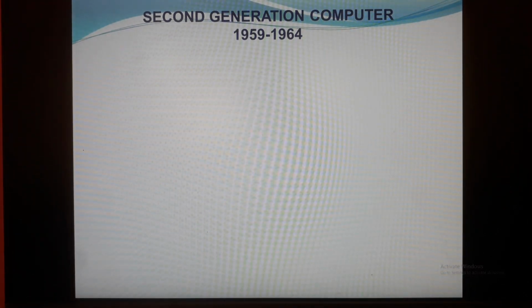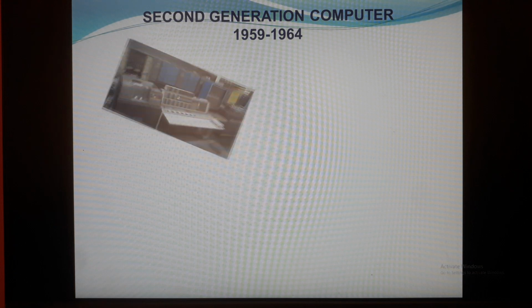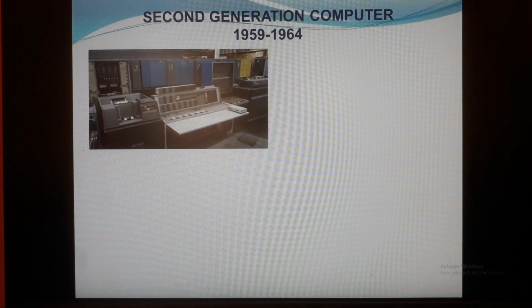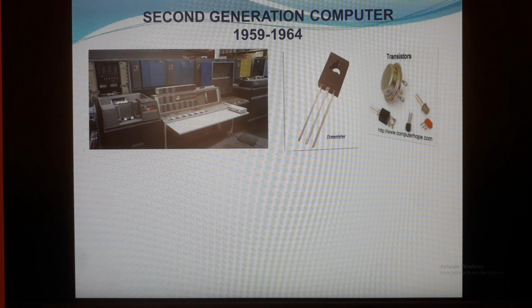Second generation computer was used between 1959 to 1964. Let us go through the second generation computer. This is the image of second generation computer. These are called transistors. As in first generation computer, they used vacuum tubes as a processor, in second generation computer they use transistors as a processor.